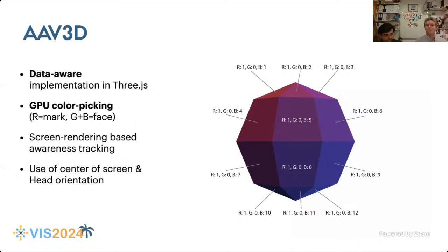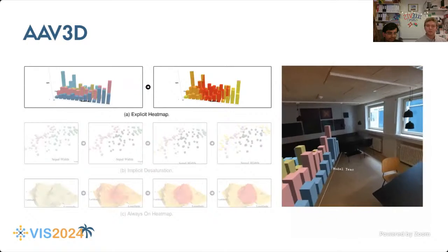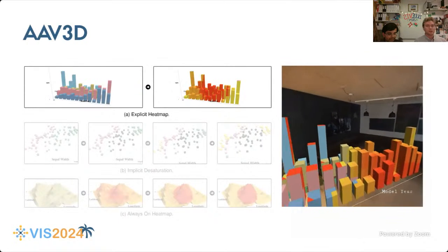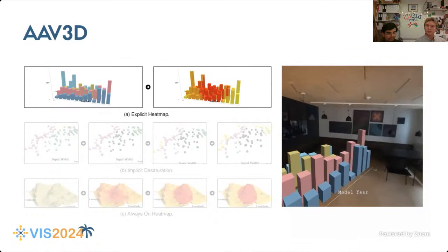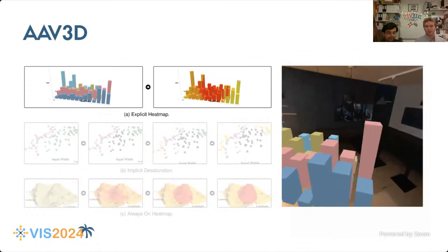Every face of every geometry has a unique color in the picking scene, and this allows us to determine both which mark and which side of a mark is currently being looked at. For this implementation, we used a MetaQuest 3 to capture head orientation, which then acts as a proxy for user attention in an immersive environment, because the Quest 3 does not have any eye tracking. Because we know the underlying data as well as the visualization, we can then directly modify the visual attributes, such as color, in the visualization to guide user exploration effectively.